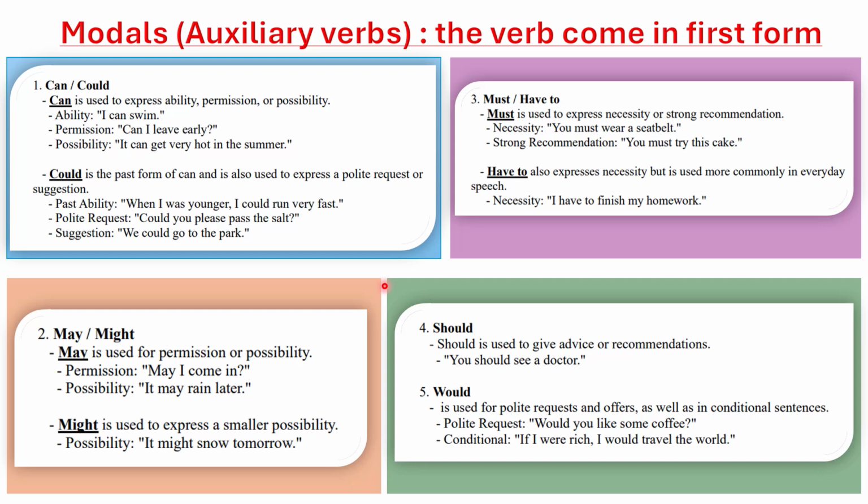Must and have to. Must is important here, it is used to express necessity or strong recommendation, something you must do. It's kind of a command here. For necessity, you can say, for example, you must wear a seat belt. When you drive a car, you must wear a seat belt. It's not optional, you must do that.